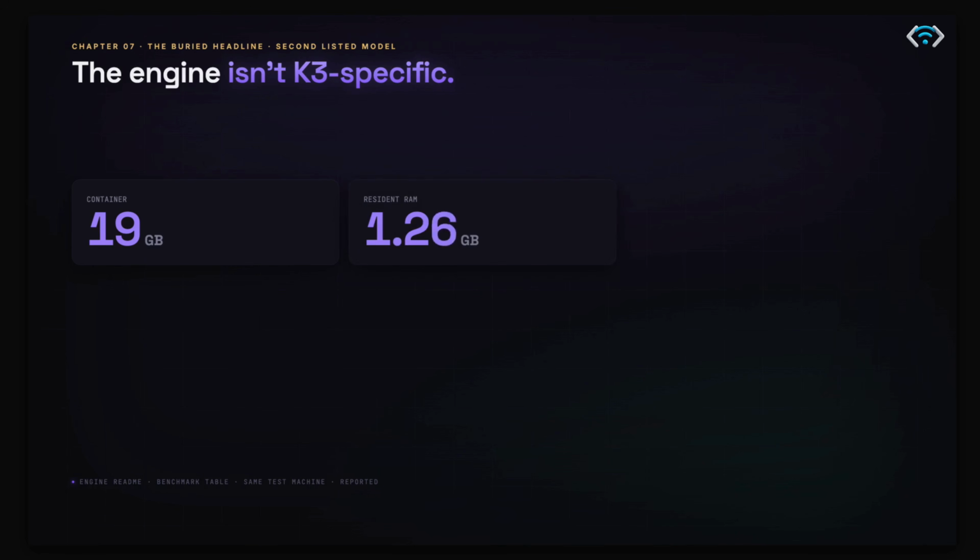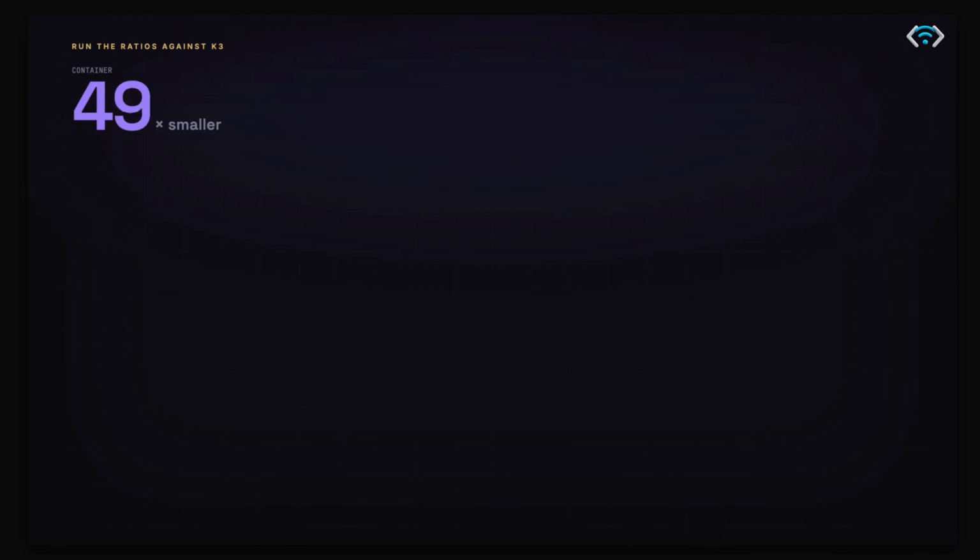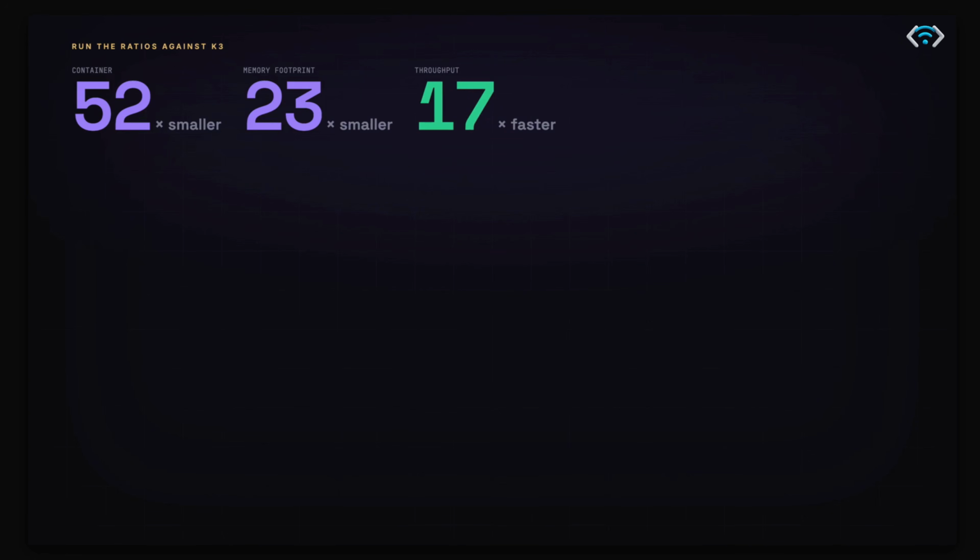The buried headline. Now the result that changes the practical answer, sitting quietly in the same benchmark table as the giant. The engine isn't K3 specific, and its second listed model is Kimi Linear, a 48 billion parameter model. The numbers from their table: a 19 gigabyte container, 1.28 gigabytes of RAM, and about 10.7 tokens per second on the same machine. Run the ratios against K3: a container 52 times smaller, a memory footprint 23 times smaller and roughly 17 times faster, which crosses the line from watch it think to actually usable.